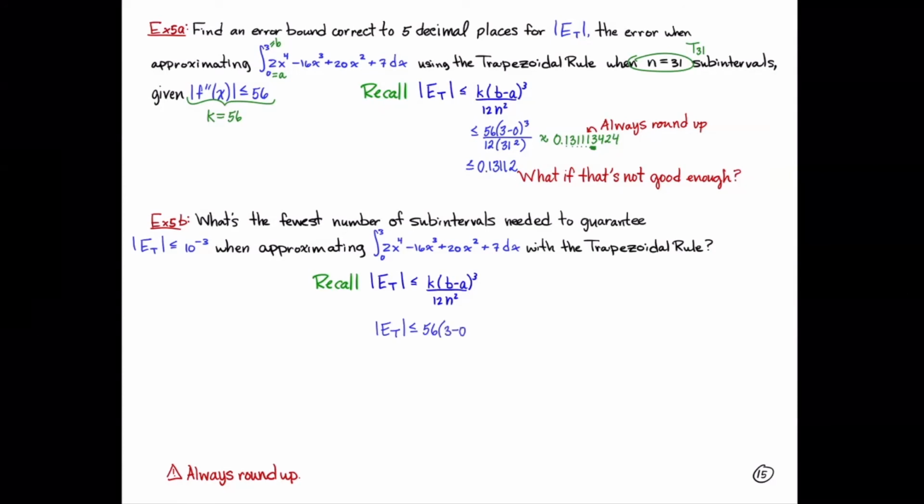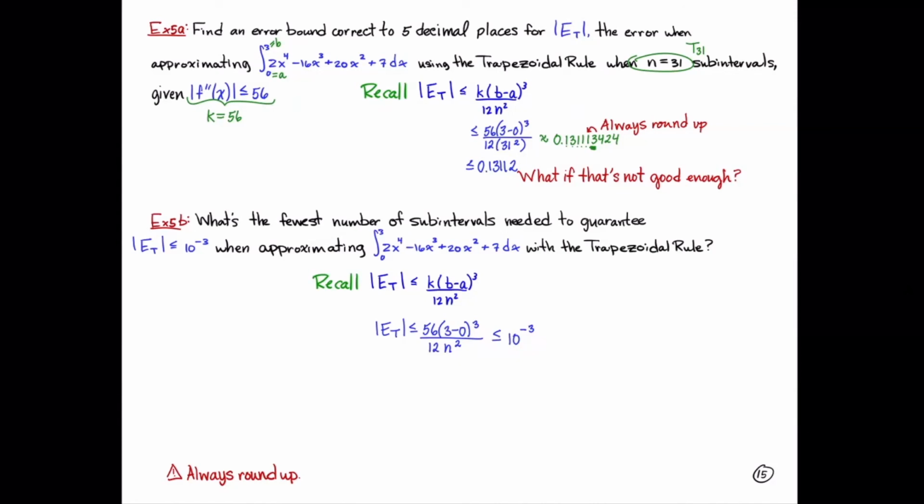Our bounds are still from 3 to 0. And this is divided by 12 n squared. Now, this is the error, and we want that to be less than or equal to 10 to the negative 3. So you want to think about where the inequalities are being placed here. That's probably the biggest mistake I see on these problems, is making your error very large rather than trying to make it very small. So I like to think of it as the formula: this is the approximation on our error, and we want it to be less than or equal to 10 to the negative 3.